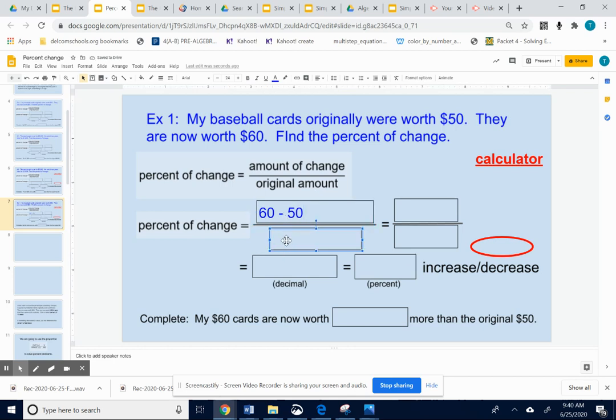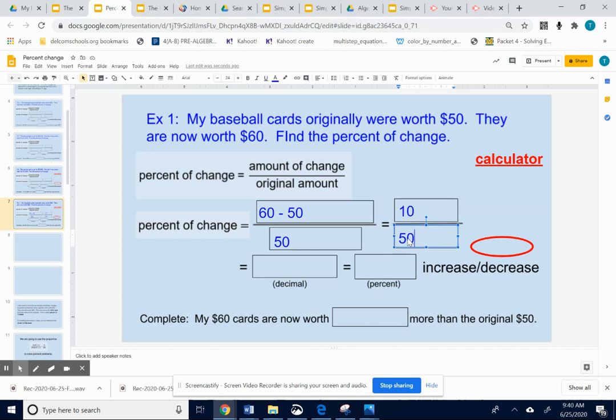The original amount goes on the bottom. Think about it: the original cost of the cards was 50, so 50 goes on the bottom. Simplify that a little bit. 60 minus 50 is 10, and the denominator is still 50. So we have 10 over 50.